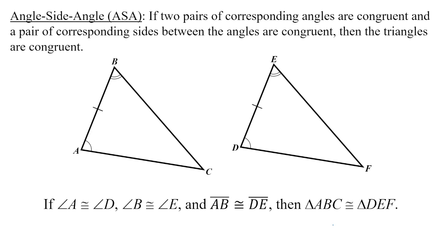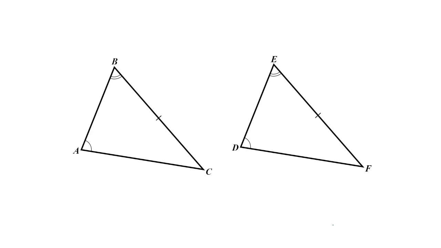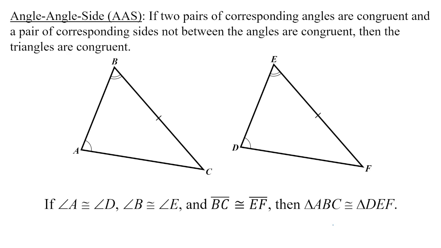Now suppose that the corresponding sides are not between the two angles. Can we conclude that the triangles are congruent? The answer is yes. They will be congruent by angle, angle, side. If two pairs of corresponding angles are congruent, and a pair of corresponding sides not between the angles are congruent, then the triangles are congruent.